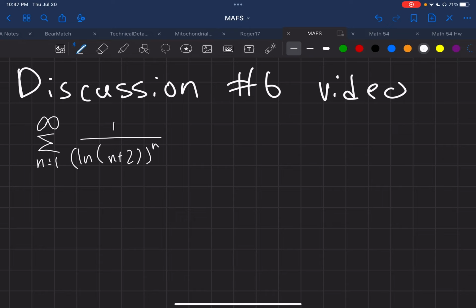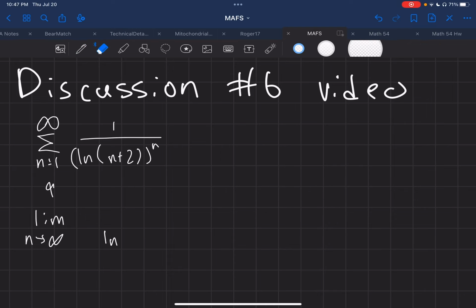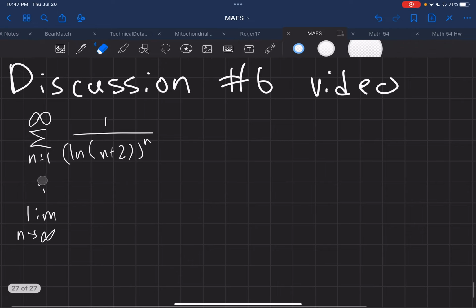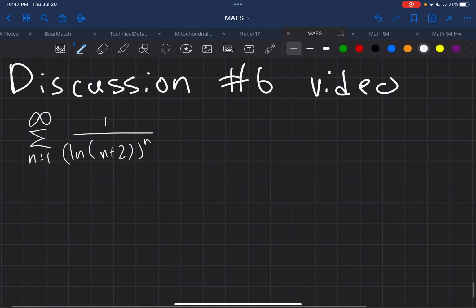But as you can see, if we run a limit of this, so we change that to a limit as n approaches infinity, well, ln is always an increasing function. Even though at the end it tapers off a little bit, it's always going to be increasing. So therefore, we can conclude that as n approaches infinity, the denominator is going to increase infinitely. So this limit would approach zero, which means that the limit test would be inconclusive. So that means you have to figure out a different test.